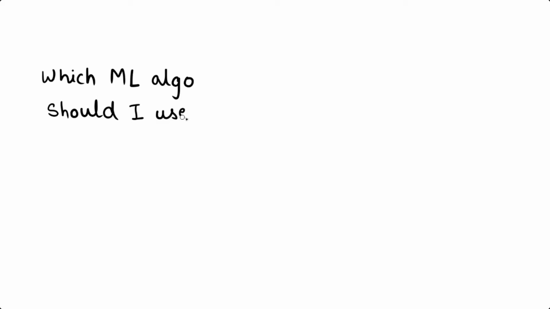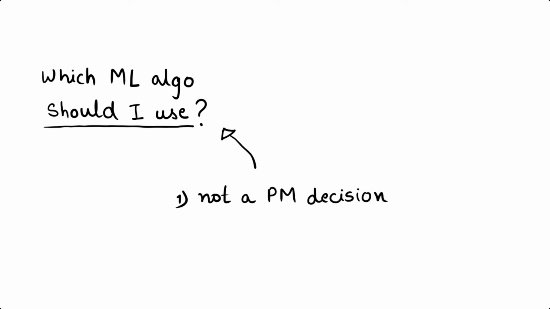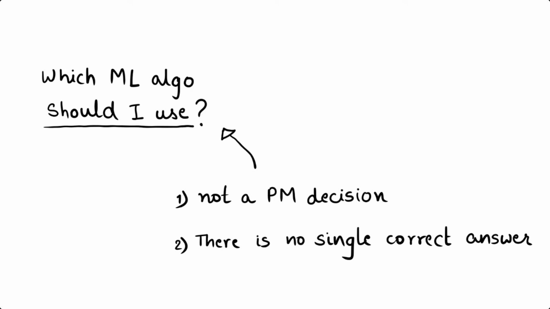How do you decide which machine learning algorithm to use? Well, the first point to remember is that this is not a decision made by a product manager. It's made by the data scientist. And the second point to remember is that there is never a single way of solving a problem in the machine learning world. There are always several algorithms that could fit, and you have to choose which one fits better.